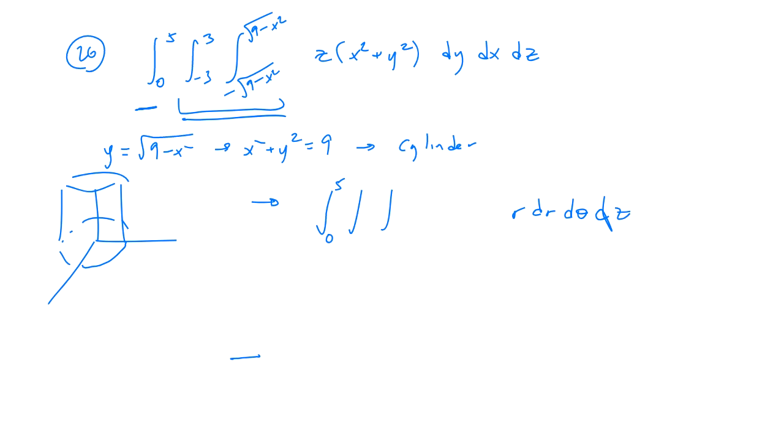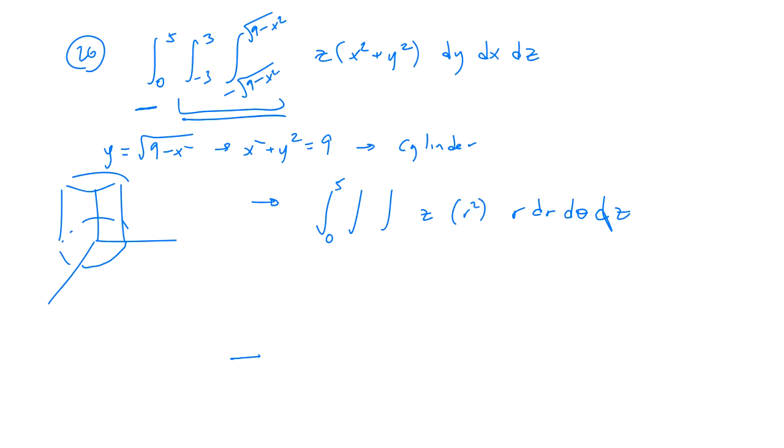I should have left myself more room. So z will stay as it is. X squared plus y squared becomes r squared. And then we get, which I already put in, the usual r.